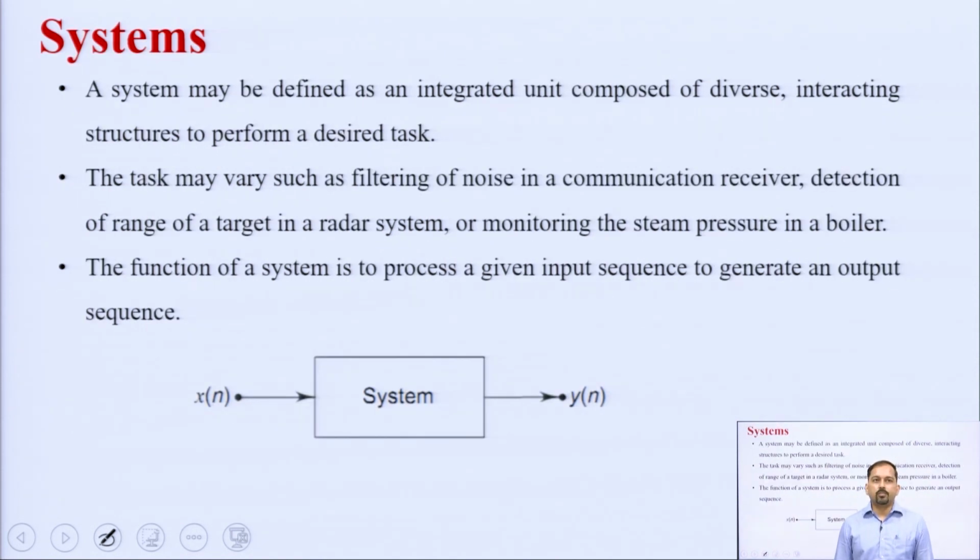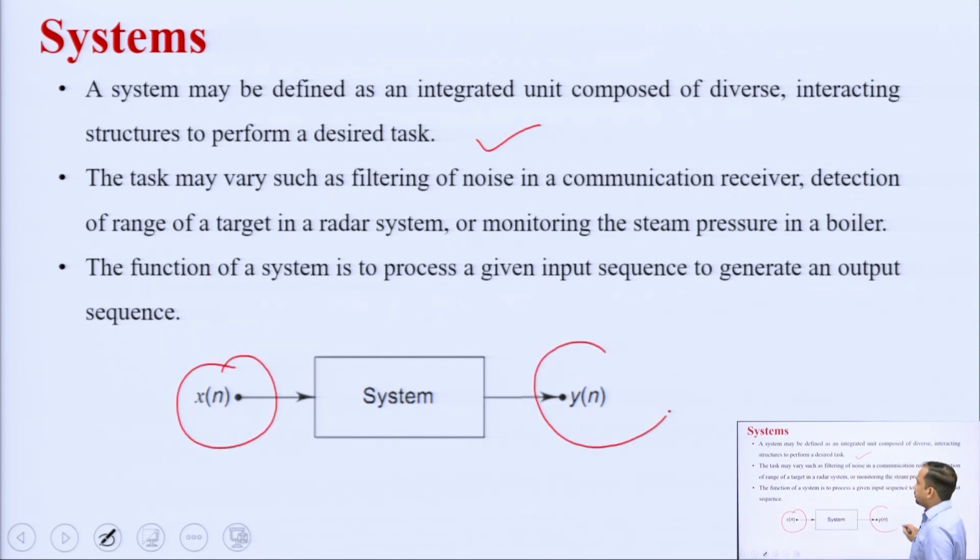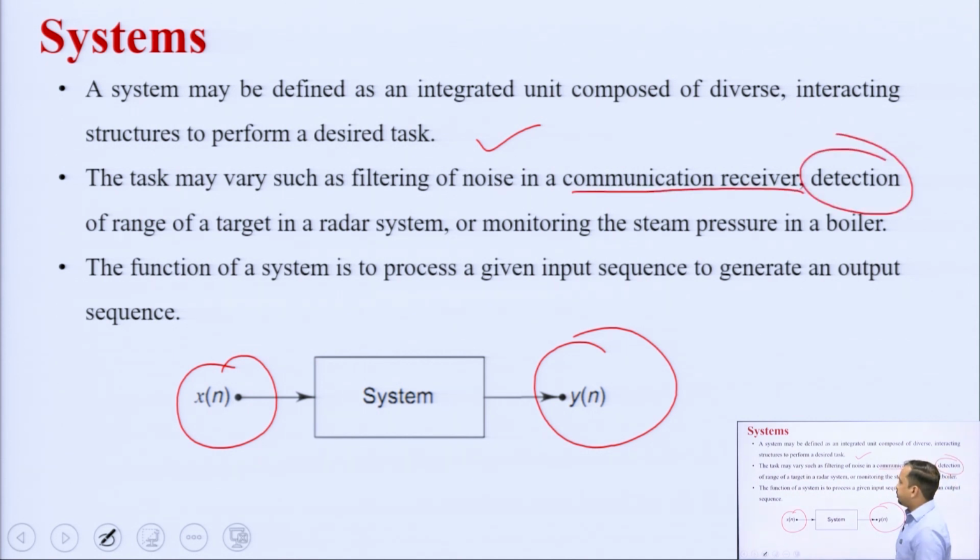Now what are systems? A system is an interconnection of blocks or components which convert one form of signal into another form. For example, let us say we have some raw signals, and with the help of some filters we can process that information, and the information will be converted to some meaningful information. Likewise in the communication receivers at the detection side. So the function of a system is to process a given input sequence to generate an output sequence or the signal.